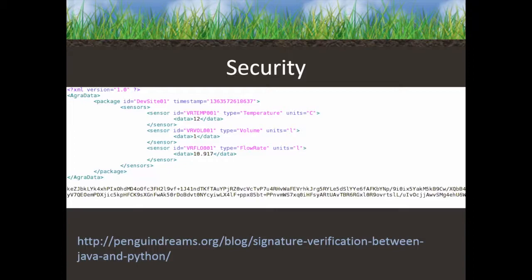And so here you see for the first time the XML envelope where you have a packet, a timestamp. It's a Unix timestamp, so it's in UTC. Sensor IDs, the type, the units. So here we have a sensor that's reporting 12 degrees Celsius. And at the bottom is a signature. That's basically the XML data signed.